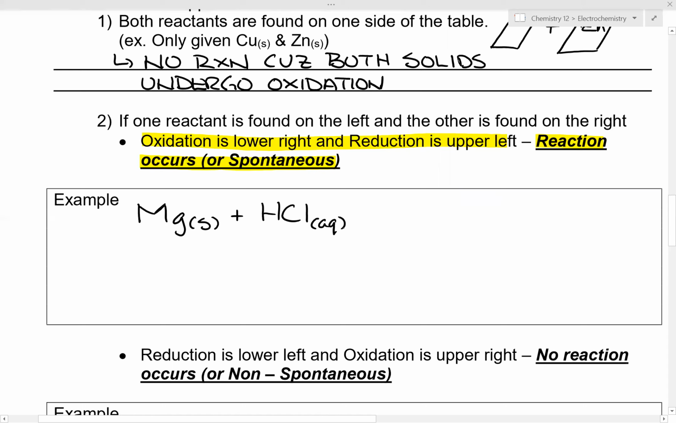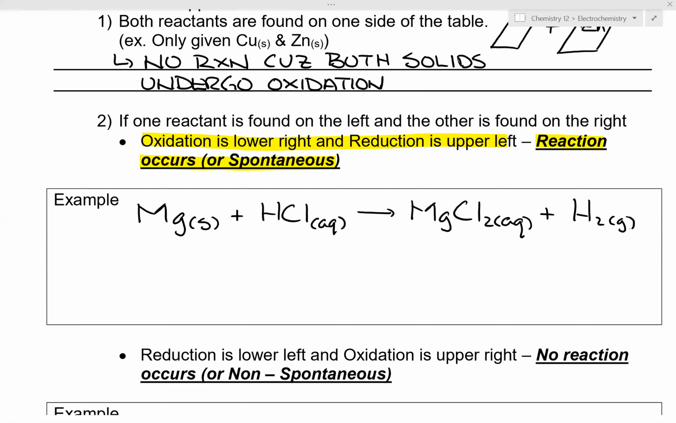Now, you folks have done this when we talk about chemical change in grade 9, grade 10, grade 11. And what you get is, all of you know, a single replacement reaction. So you get MgCl2 (aq) — let me just write that out — and H2 gas. Now, how can we explain it using the standard reduction potential table?